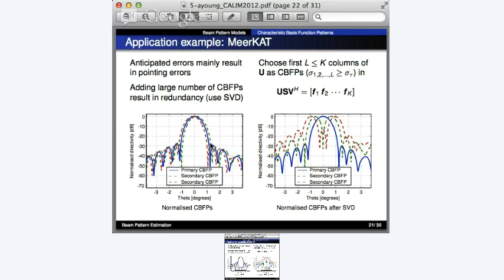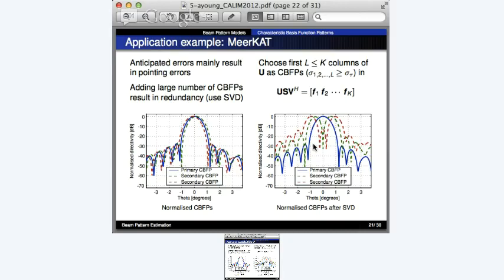So as we add more and more of these basis functions, it actually turns out that at some point you increase the level of redundancy in your system. So what we do is we stack again the basis functions in a matrix, as columns in the matrix, use singular value decomposition, and then only use the first few columns of this U matrix, first few left singular vectors, which correspond to singular values above a certain tolerance. And then we actually use those columns as our basis function. So the primary one still looks more or less the same as we had before the SVD, but the secondary basis functions are then a lot different.